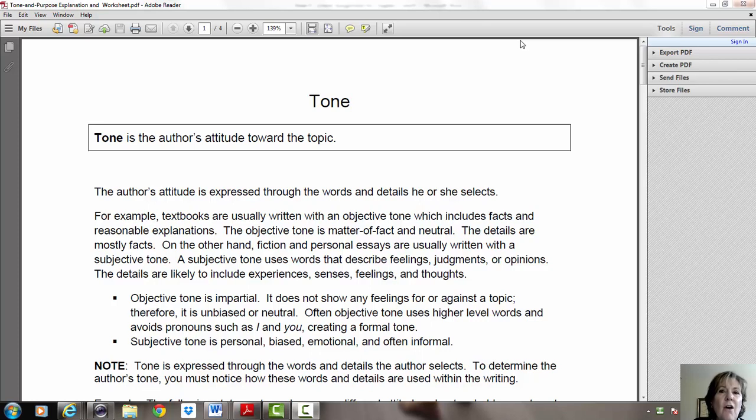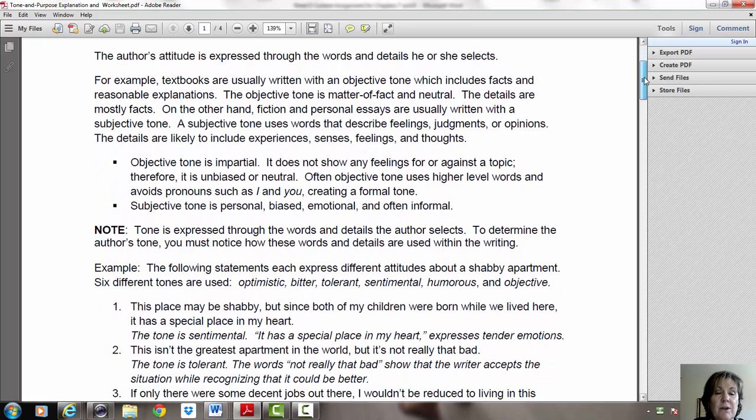Tone is the author's attitude toward the topic that he or she is writing about. His attitude is expressed through words and details that he selects. So when you're asked for the author's tone, you are being asked to determine what is his attitude towards the topic that he or she is writing about.